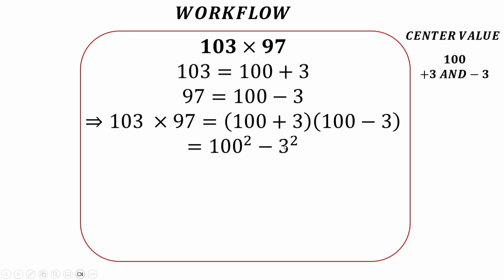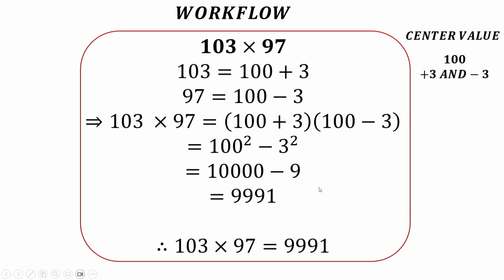This is it. And we know 100 squared is 10,000, and then 3 squared is 9. So that gives us this. And if you perform the subtraction, you end up with 9,991. So it means that 103 times 97 is 9,991. And using the application of the difference of two squares, you can easily arrive at your answer by following these simple steps. Once you are able to determine your center value, just square it and then square the other one, subtract the two values, and then you get your final answer.